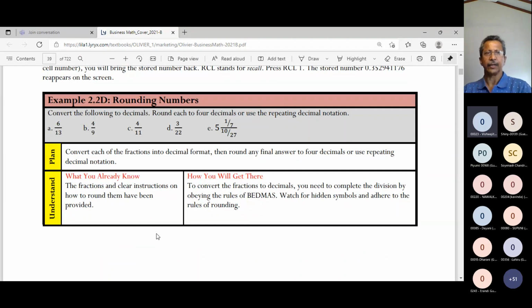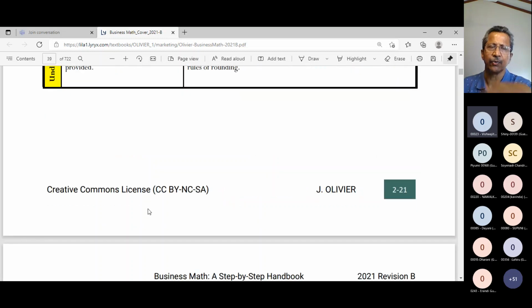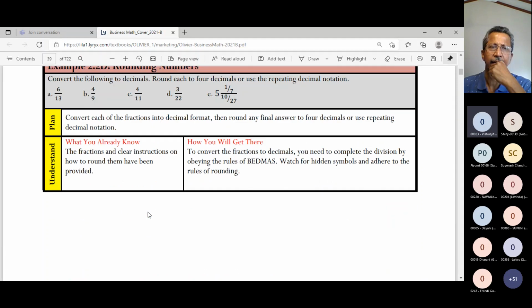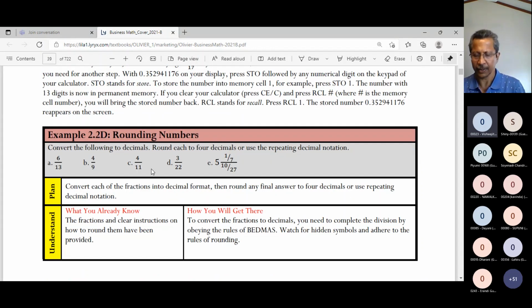Right. We'll do these fractions. Round off to 4 decimal places. Right. Round off to 4 decimal places. Now remember, A, B, C: 6 divided by 13, 4 divided by 9, and C 4 divided by 11, and 3 divided by 22. Okay, so we'll go back to the whiteboard and do it.